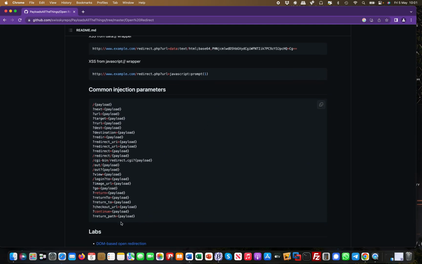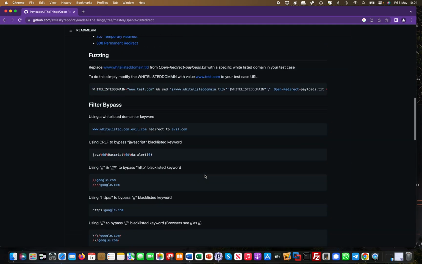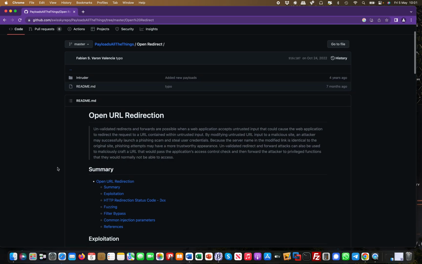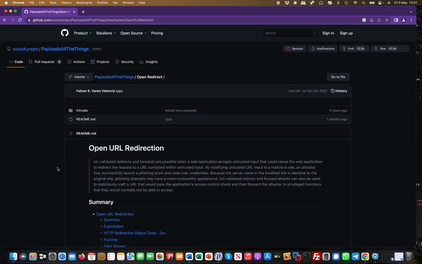It also gives you a hint of what the most common redirect parameters are, like next, URL, redirect underscore URI, URL and stuff like that. So it's extremely useful. Even if you're new to it, you don't need to understand every single payload. Just try to read through it and try to understand what this specific payload is doing. So this is extremely useful and I highly encourage you to check it out.